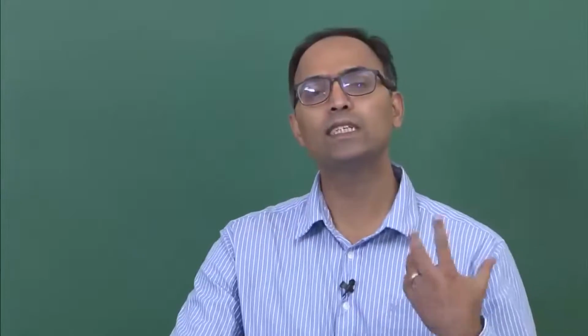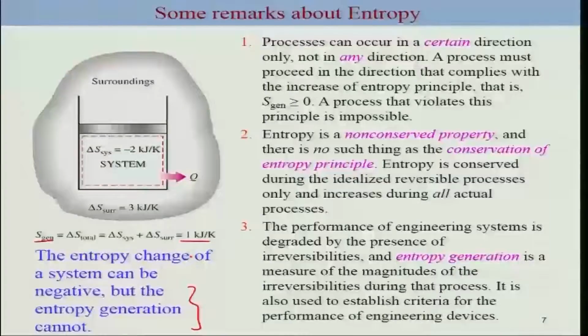What we know is the process should occur in a direction where the S generation is greater than or equal to 0. Okay. For the reversible process, it should be 0, but otherwise the process should always increase, produce or create entropy. Now the other important aspect is that entropy is a non-conserved property. There is nothing called conservation of entropy principle. Only for the reversible case the entropy will remain constant. But otherwise for actual processes entropy will keep increasing.